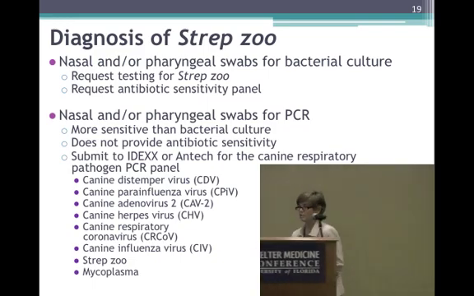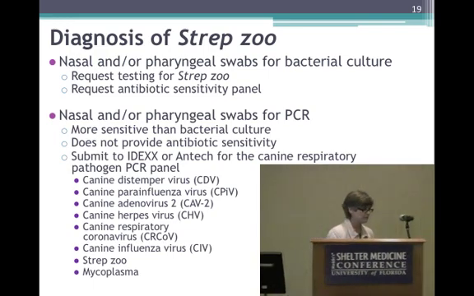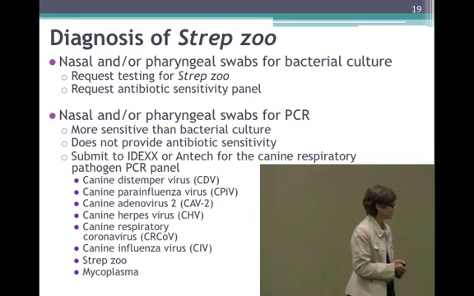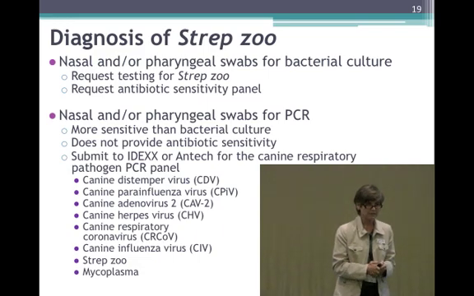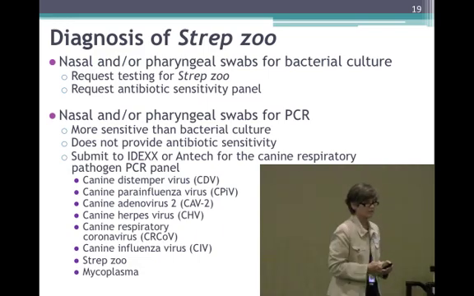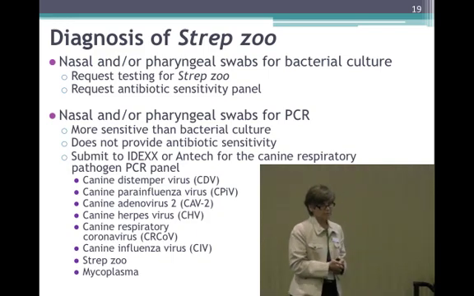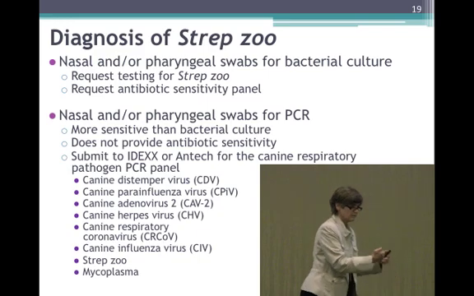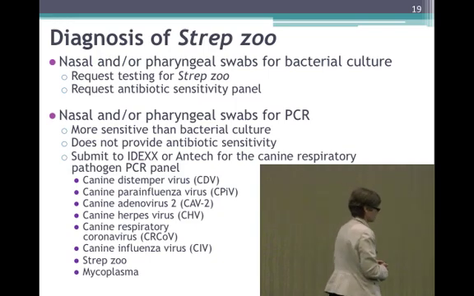The other thing that we recommend is to collect swabs from the nose and the throat for PCR. This is the latest diagnostic test for Strep zoo. It is much more sensitive than bacterial culture. If that dog has Strep zoo, this is the test that's going to find it. However, it won't give you an antibiotic sensitivity. That's why we like swabs for culture and sensitivity testing and swabs for PCR simultaneously from the same dog.